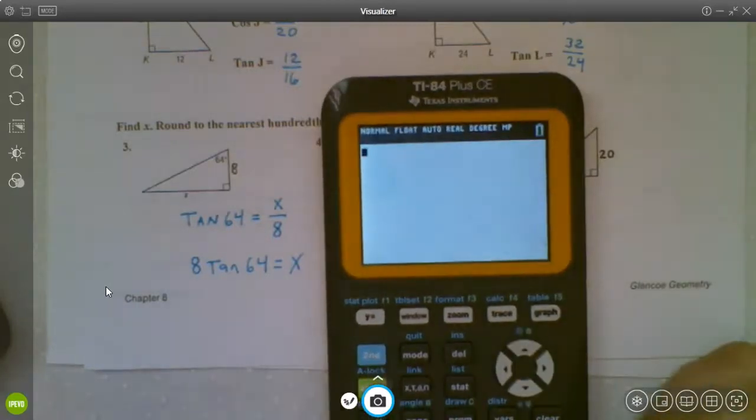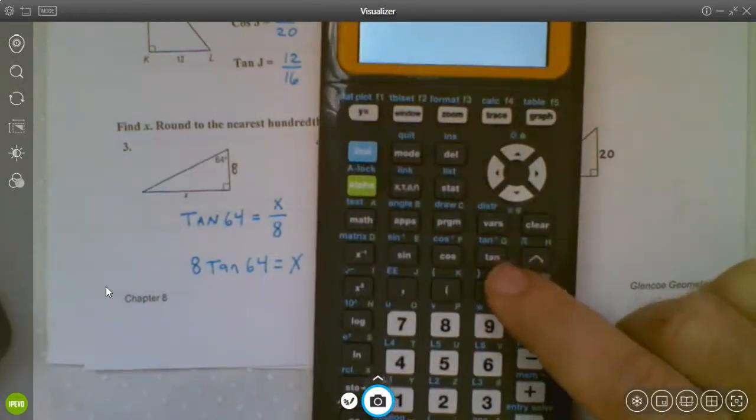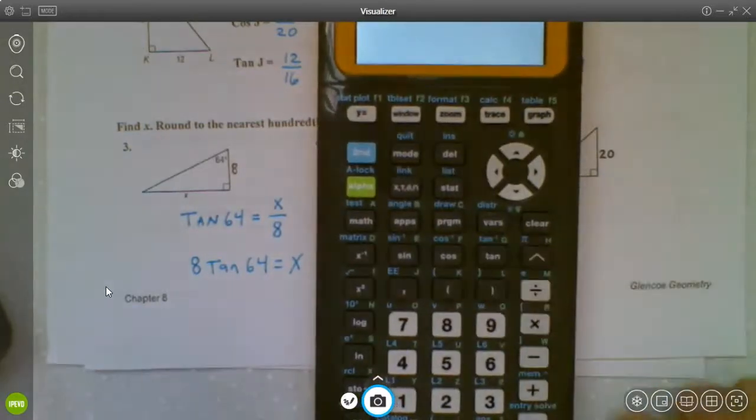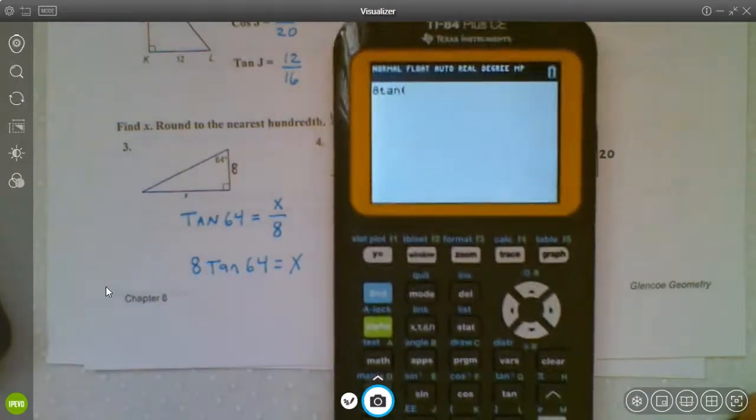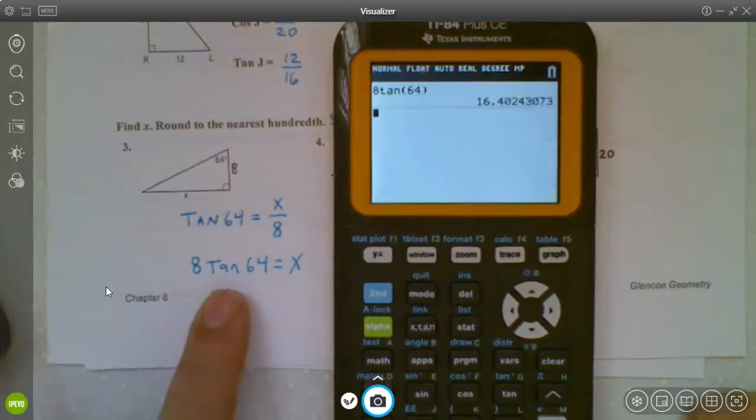So all I have to do is type this in. I'm going to hit 8. Right here I have my tangent button, so I'm going to hit tangent. And then I'm going to put the angle, which was 64. I'm just going to type it in the exact same way that I wrote it here and hit enter. And there's my side length. So my value for x would be about 16.4.